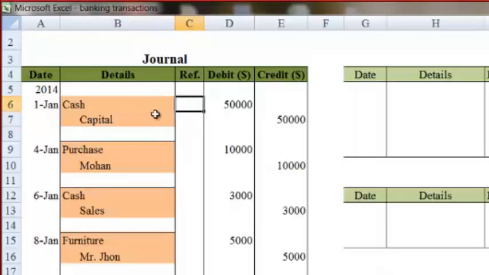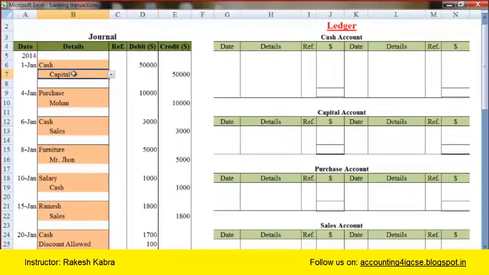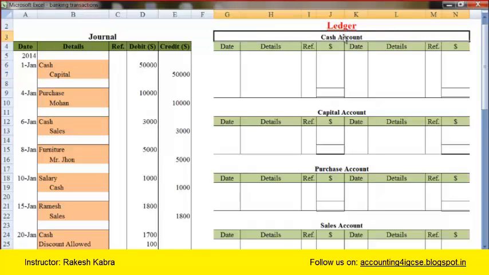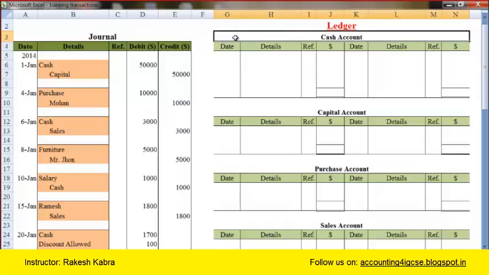In this entry we have two accounts, cash account and capital account, so the posting will be done in two accounts. First I will make posting in the cash account, then in the capital account. This is my cash account in the ledger. Now tell me, in the entry, is the cash account debited or credited? Debited. In the ledger, this side is the debit side, and this side is what? Credit side. The left hand side is the debit side and the right hand side is the credit side.